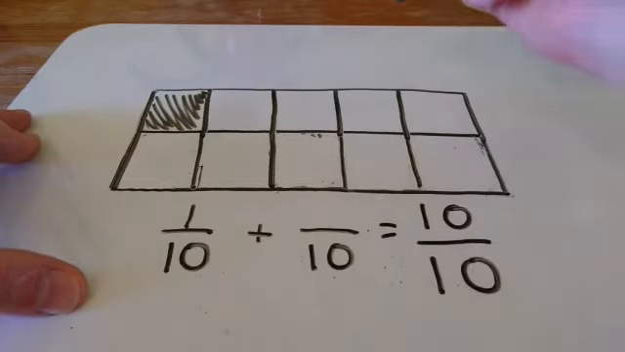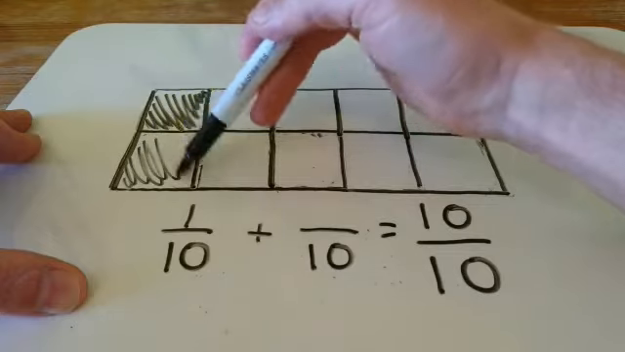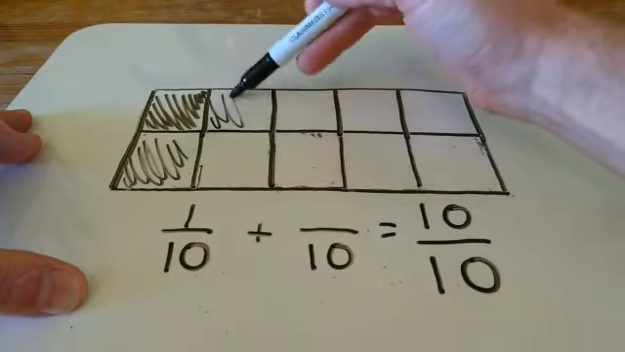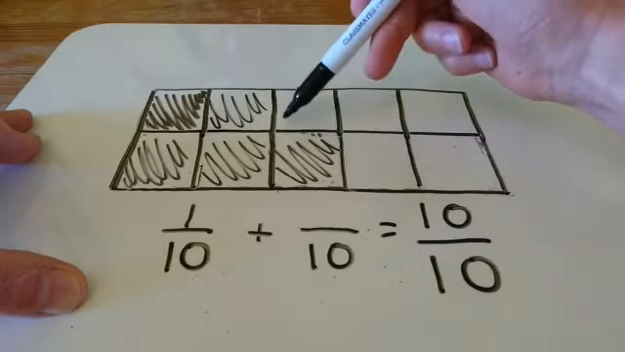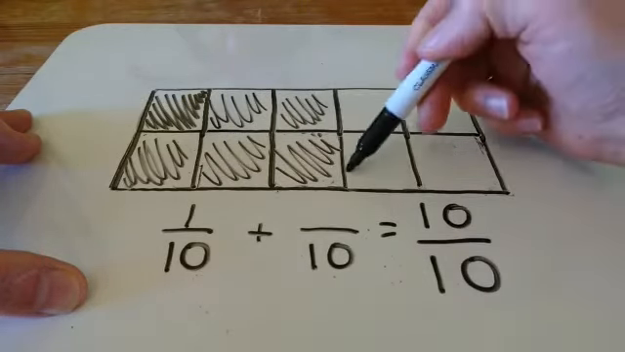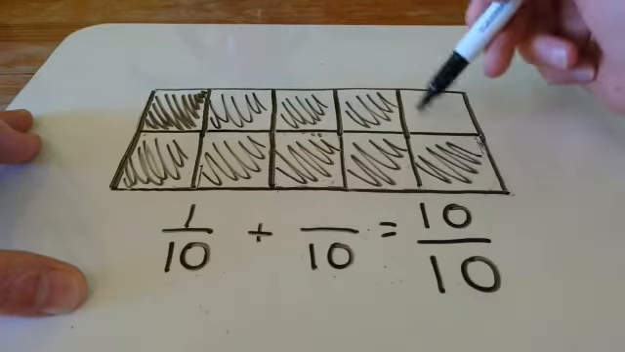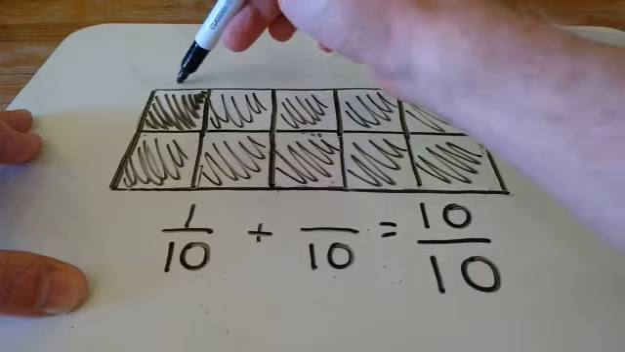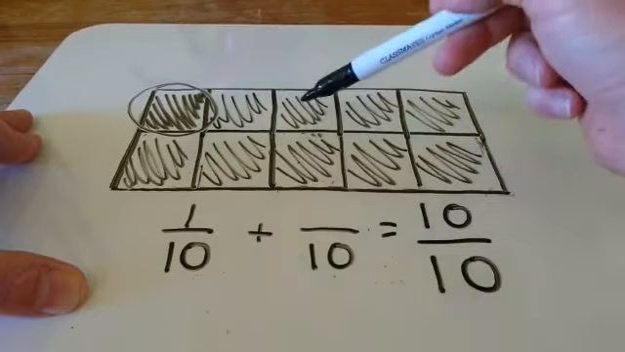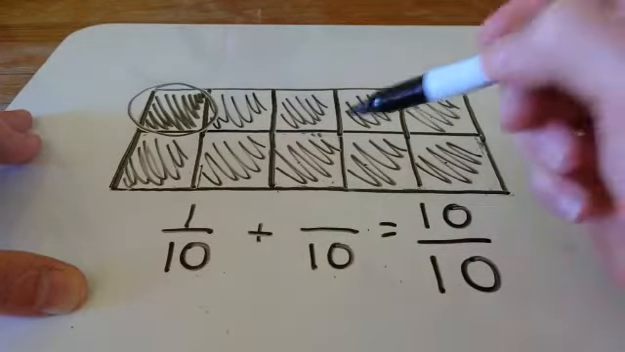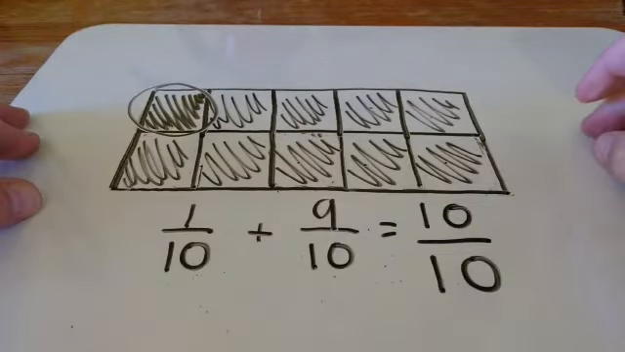Okay, well done if you worked it out. I started it off here with 1 tenth. If I coloured in this one, that'd be 2, 3, 4, 5, 6, 7, 8, 9, and 10. So I started with this one here, and I actually added on 1, 2, 3, 4, 5, 6, 7, 8, 9. I would have to colour in another 9 tenths.